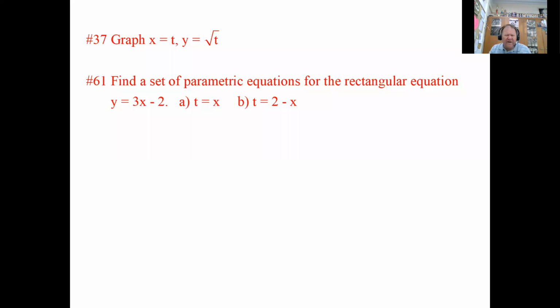All right, so it says find a set of parametric equations for the rectangular equation y equals 3x minus 2, and we're going to do part A, t equals x, and part B, t equals 2 minus x.